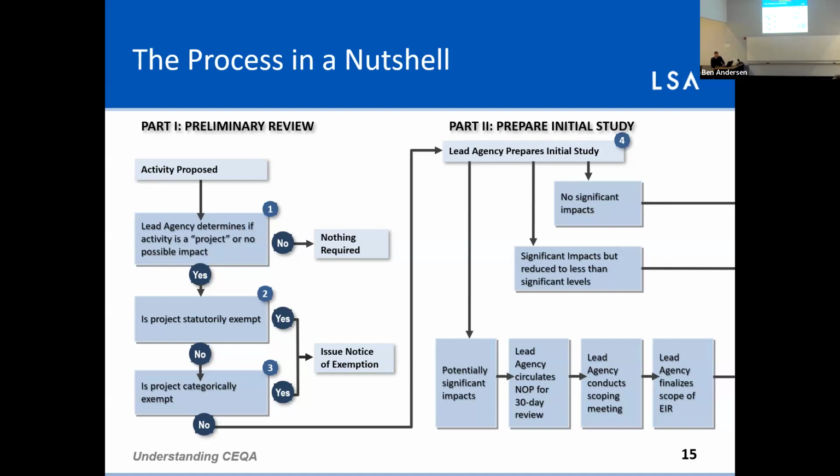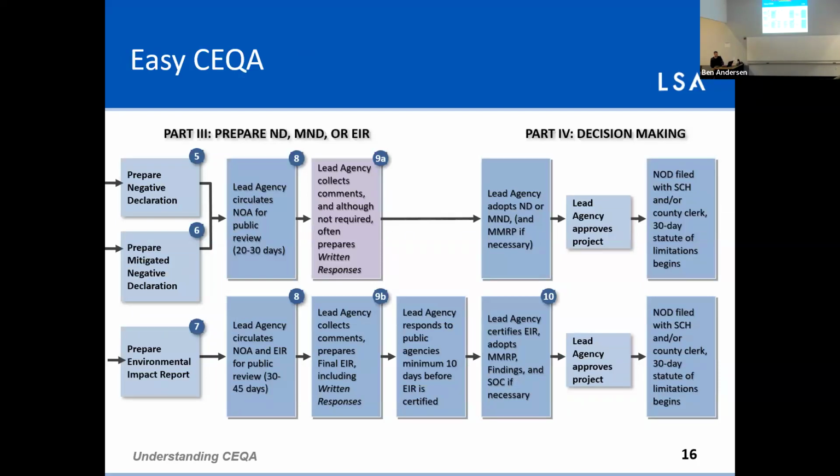But if you can't mitigate them to a level that is less than significant, it's a specific term, you will go into EIR territory. That's kind of the latter part of this. But for the negative declaration and the mitigated negative declaration, those are both on one track. See how they're higher there. They are less intense. It's usually a pretty big document, but it's not as intense as an EIR.